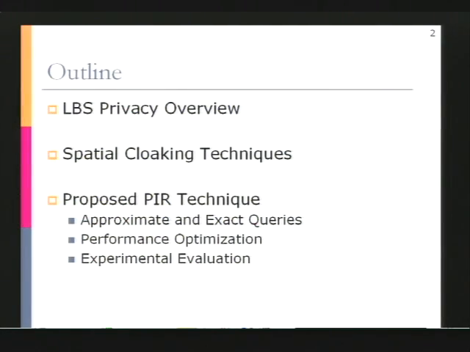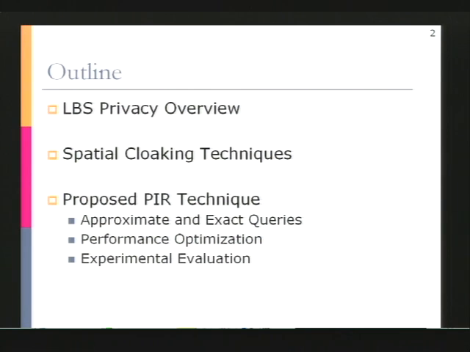Today I will present a paper on private queries in location-based services. This work has been presented earlier this year at the ACM SIGMOD conference in Vancouver. I will first give a brief outline of the talk. So, what will be covered?